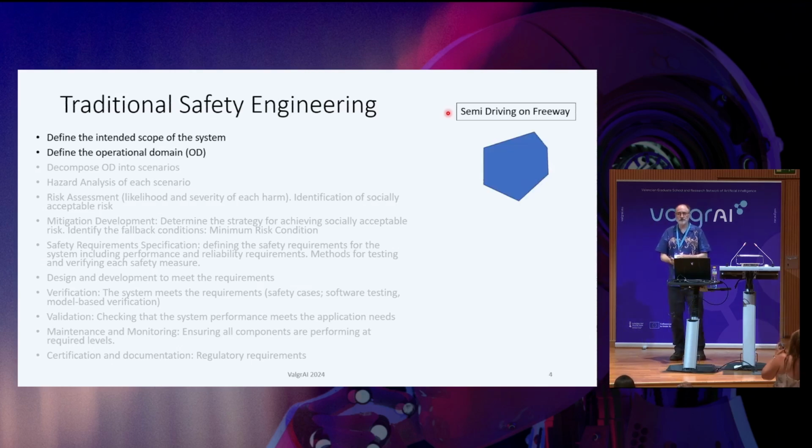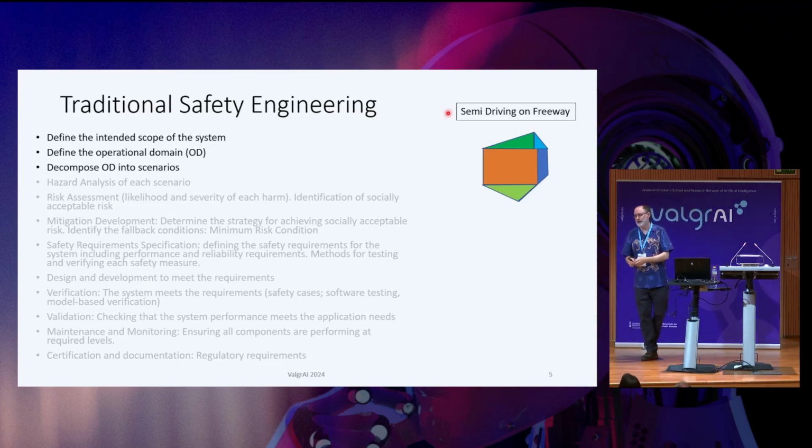So in traditional safety engineering, you start by defining the intended scope of the system, semi-driving on freeways, and then you try to define what they call the operational design domain, or the operational domain. This would, for instance, specify that we're only working on freeways, maybe only in daytime, maybe when it's not raining, some set of conditions that need to be satisfied in order to trust the autonomy to be working. Then you break that operational domain down into scenarios. So you might have scenarios where the freeway is empty, where it's very crowded, bumper-to-bumper traffic, various kinds of scenarios.